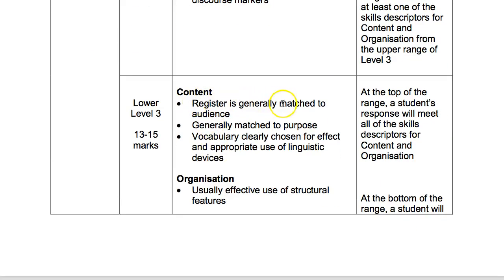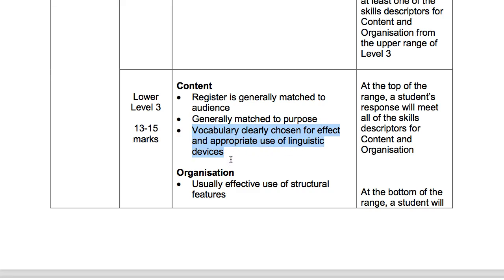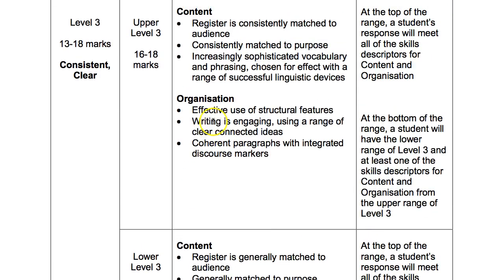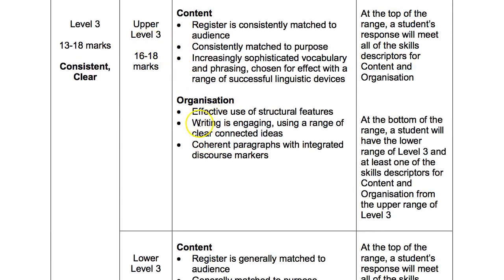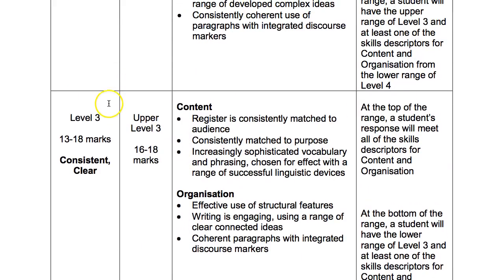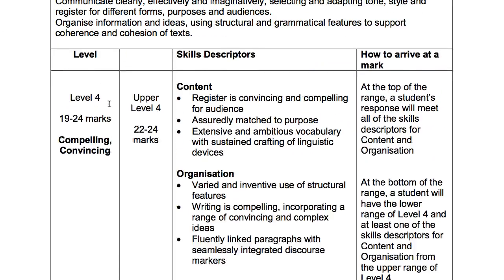Does it get all of these? Yes. Register is generally matched to purpose and audience, and the vocabulary is chosen for effect and appropriate use of linguistic devices. So I'm going to say it meets all of those and it just gets into that. So my gut reaction is it's about a 16 there out of 24.